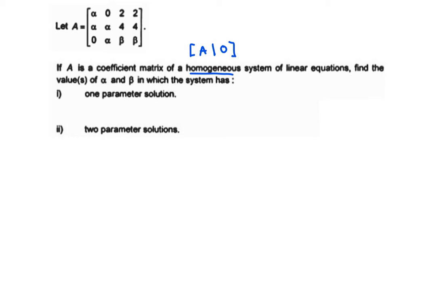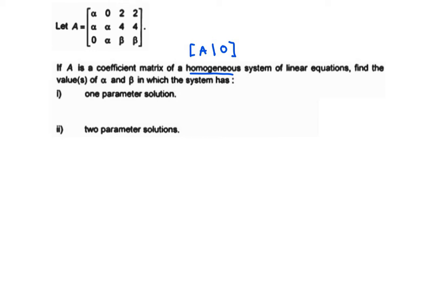and two parameter solutions. So in this case, you must be able to differentiate when the system will have a one parameter solution and a two parameter solution. When we are dealing with this kind of question, you need to know that a one parameter solution is when the system has only one free variable, while a two parameter solution is where the system has two free variables.